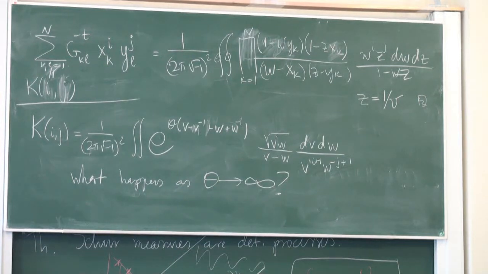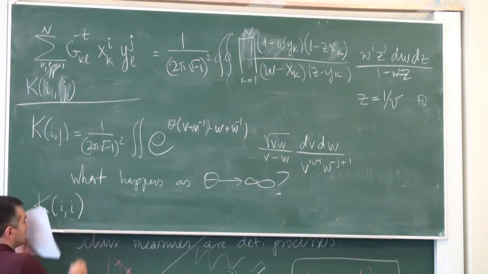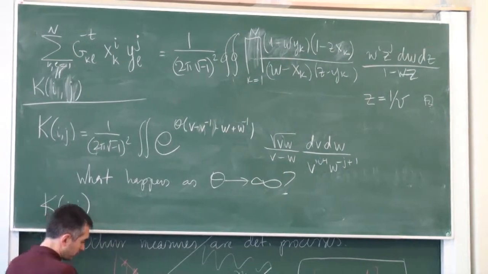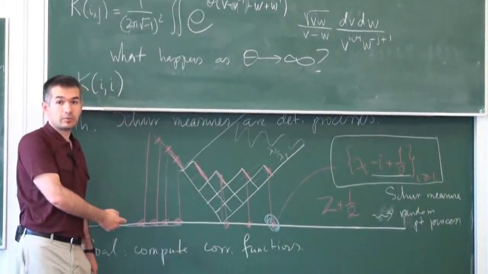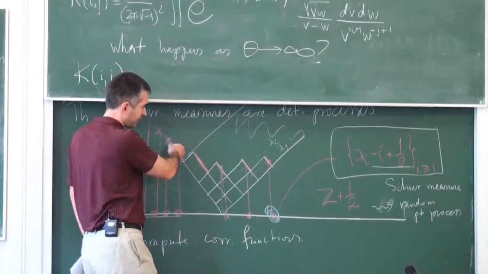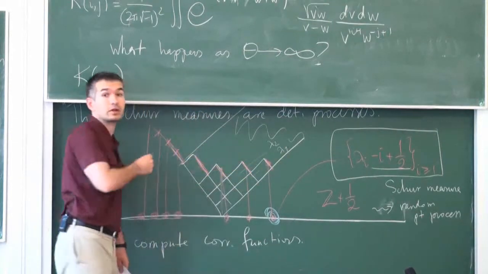Let's think about the density function. So the density function is just k of I. Now, what's the density function? It measures the density of pink points here. Right? Now, the density of pink points is clearly related to the profile of this Young diagram.